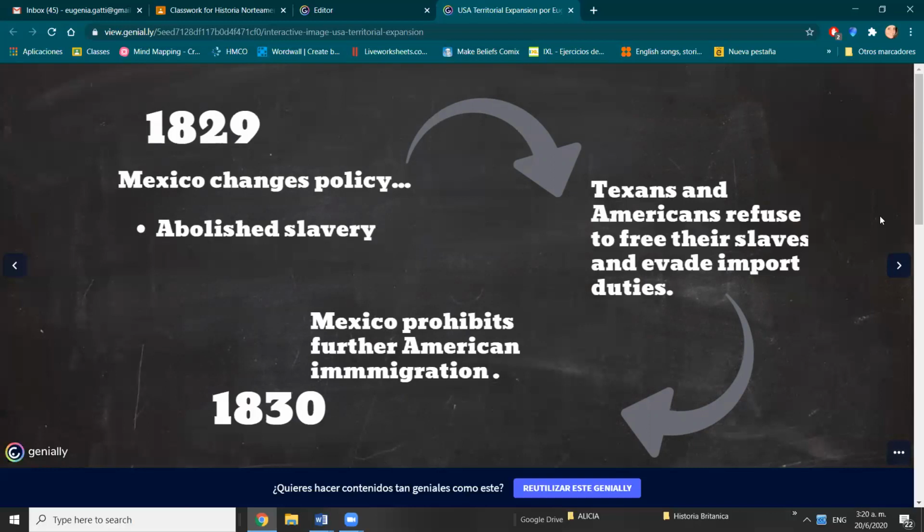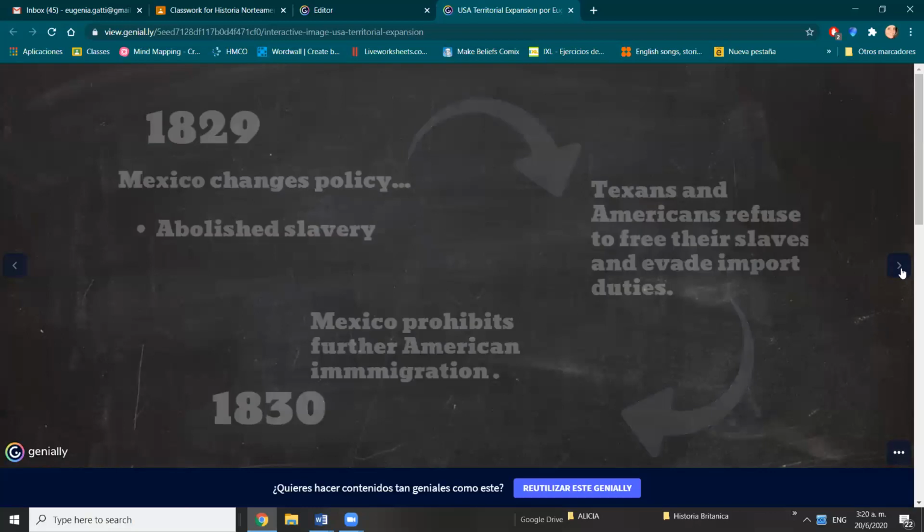So here we have the Texans and the Americans refused to free their slaves and evaded import duties. So they rebelled against this policy, to which Mexico answered by prohibiting further American immigration. So conflict began between this Mexican province and the central government. Now, let's see the escalation of this conflict.